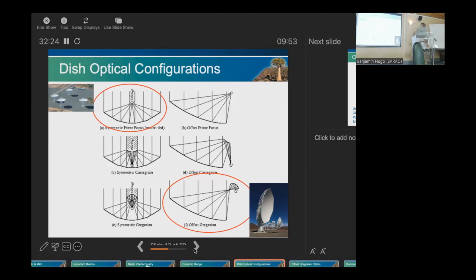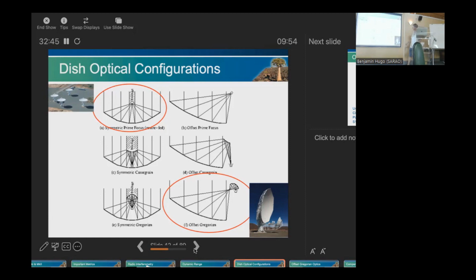So what you want to do is you want to get all that stuff away. And the way you do that is to go for these offset designs. And in fact, the extreme of that is to go for what's called the offset Gregorian. This over here is still a parabola. This over here is an ellipse. And you have a dual reflector system with two foci, and you put your receiver over here.